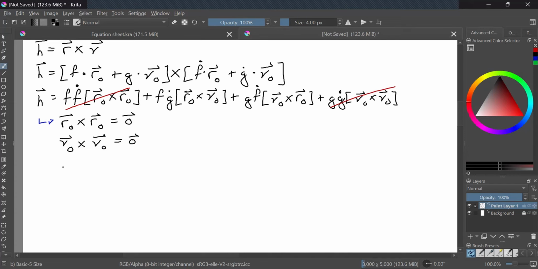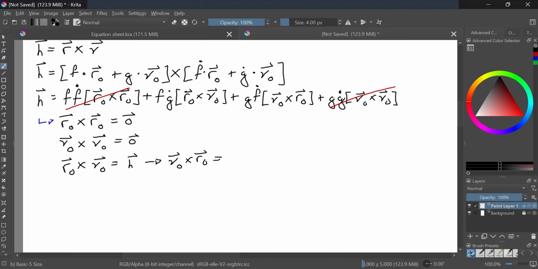On top of this, R naught crossed with V naught. Well, we've already defined it up here. That is the angular momentum. And to that end, V naught crossed with R naught.